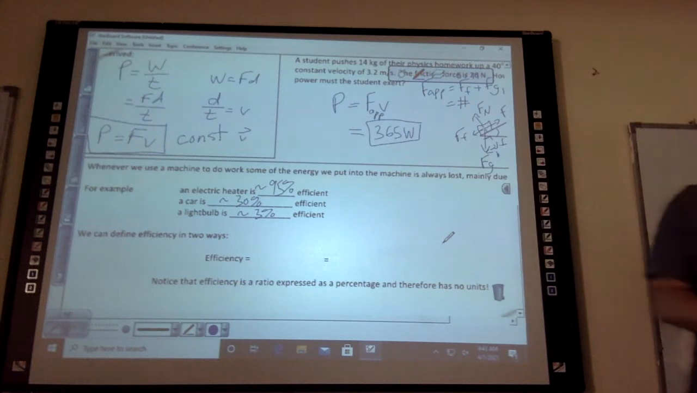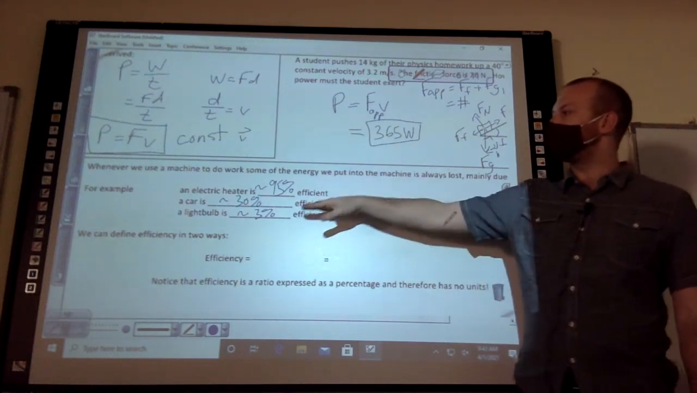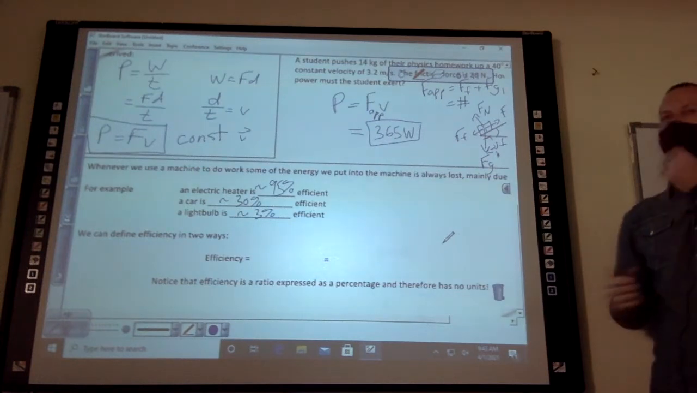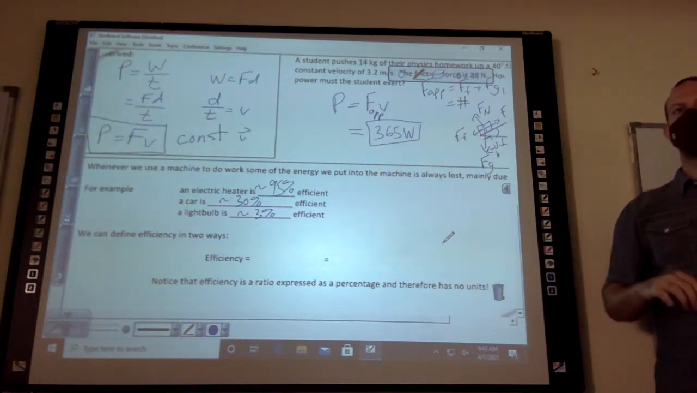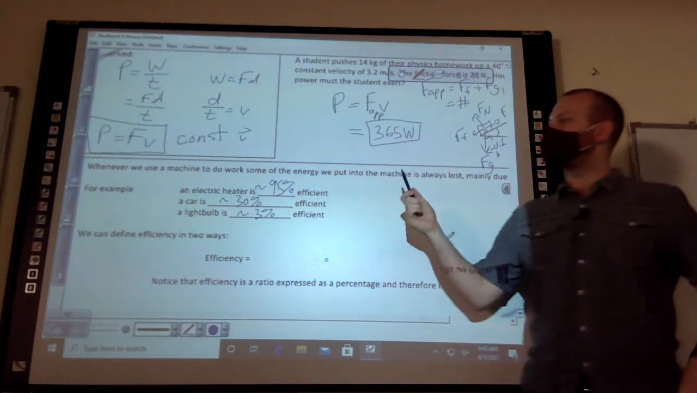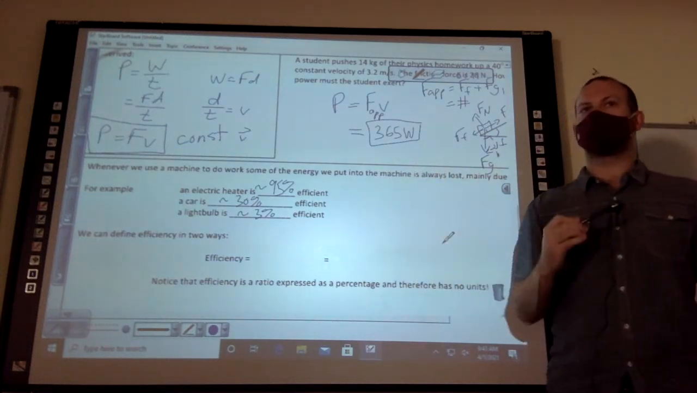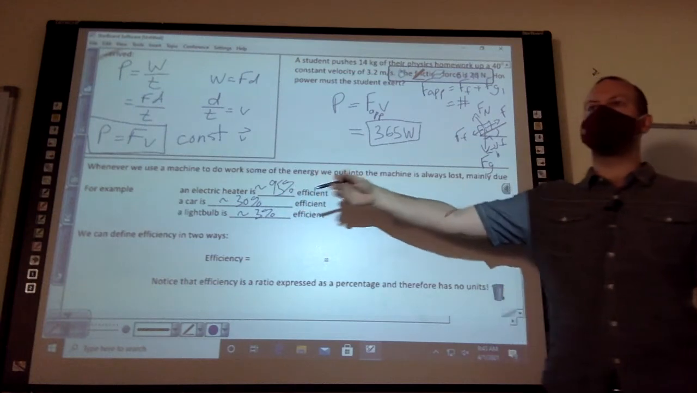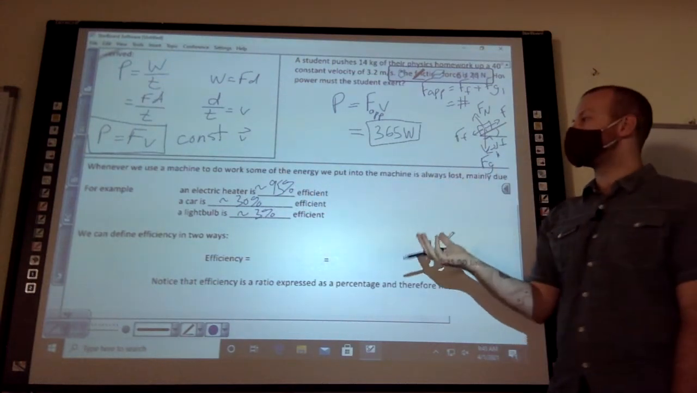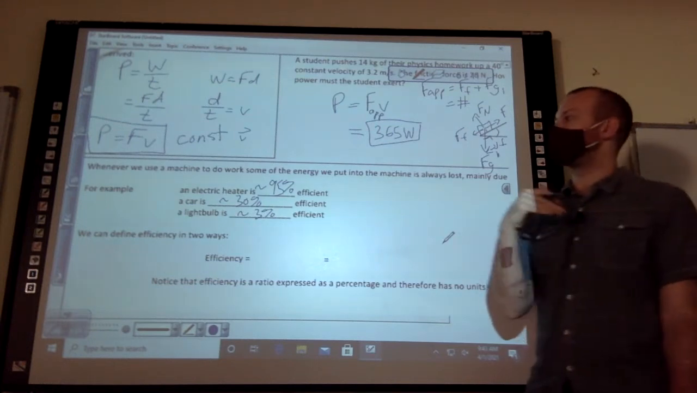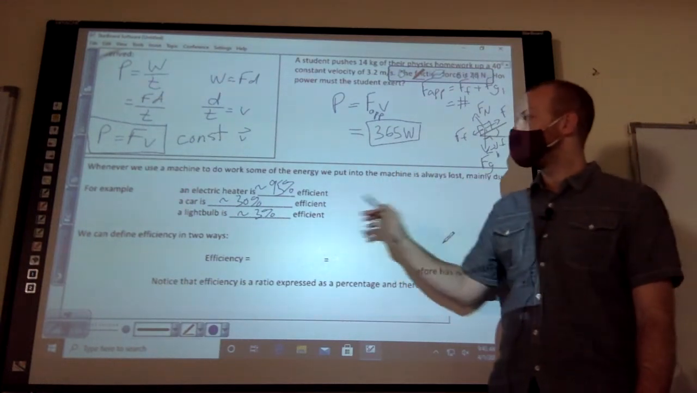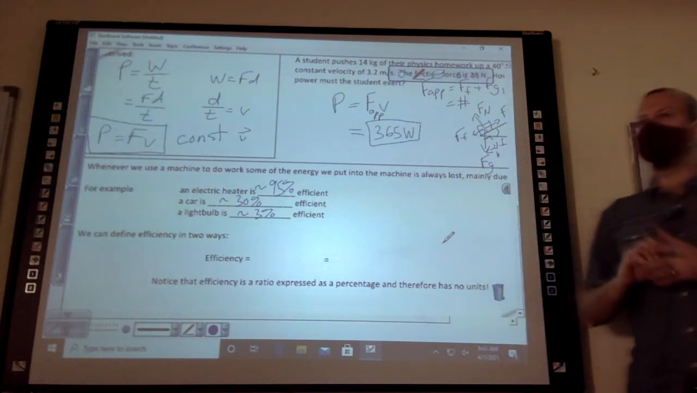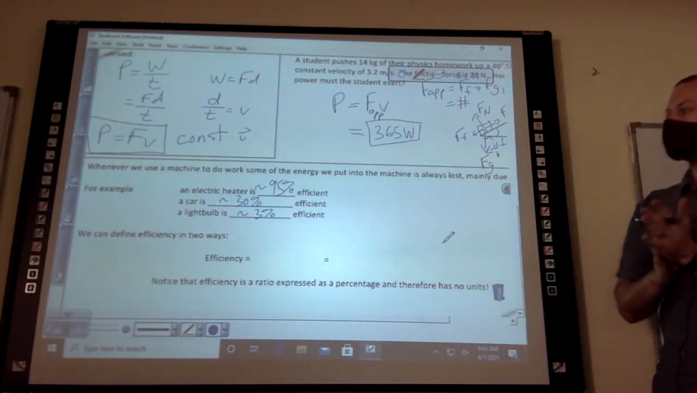It depends on what you're trying to get out of it, right? The electric heater, we want the heat. The light bulb, we want the light. So it all depends on what you're considering as your output energy. So 3% of the energy going into the light bulb comes out as light, because with the light bulb, our output is light. In a car, 30% of the chemical potential energy in the gas gets turned into kinetic energy, because the whole goal of a car is to move. Yeah, they're not very efficient. And again, it all depends on your car. They are probably trying to make them more efficient.